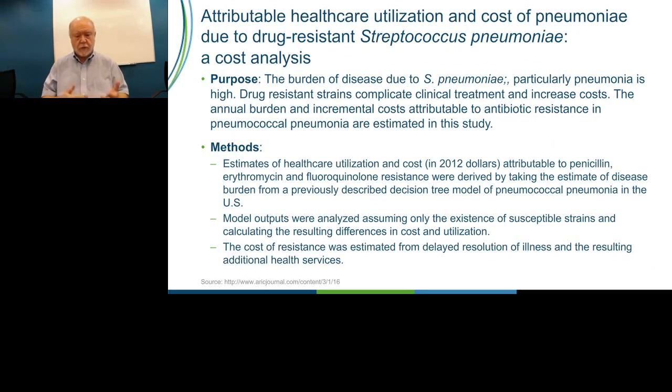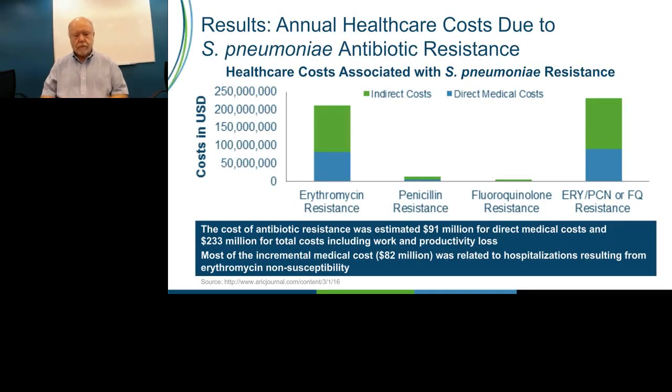And again, this has been looked at in a variety of healthcare utilization studies, specifically looking at drug-resistant strep pneumoniae. Here we're looking at health utilization and costs, and specifically at different types of antimicrobial resistance: penicillin resistance, erythromycin, the macrolide, and fluoroquinolone resistance, again looking at pneumococcal pneumonia. We have four bars here: erythromycin resistance on the far left, penicillin resistance, fluoroquinolone, and then multi-drug resistance, either erythromycin and penicillin resistance or a combination of the three, which is uncommon. You can see that the direct costs for erythromycin resistance or multi-drug resistance are very similar, just under 100 million or thereabouts.